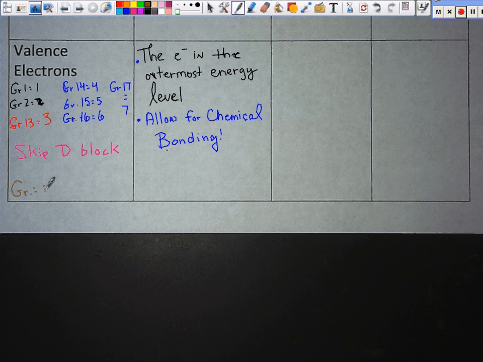And remember, what do we do with the D block? We skip it. And the reason why is because the transition metals, they transition. They can change. They have different charges. Group 13 is a 3+, and this is the one where it gets kind of weird, and hopefully you remember this.